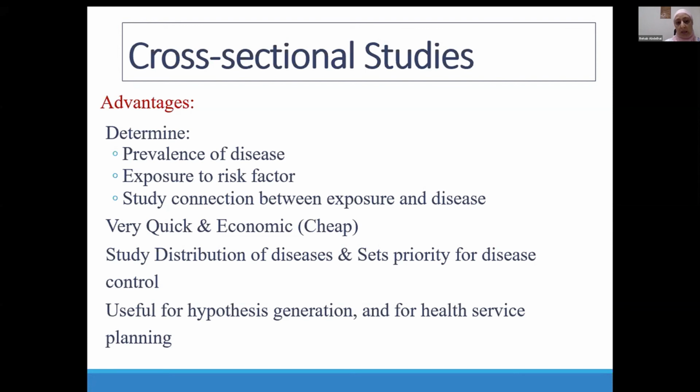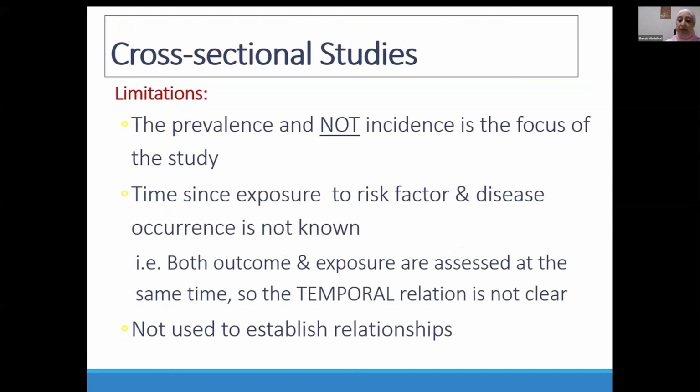The main limitation is that we can only calculate prevalence, and we can never calculate an incidence in cross-sectional studies. I will talk about incidence tomorrow when I talk about cohort studies. The time since exposure to a risk factor and disease occurrence is not known. Both the outcome and the exposure are assessed at the same time, so there is no temporal relationship that is evident from a cross-sectional study, and so we cannot really use them to establish relationships.